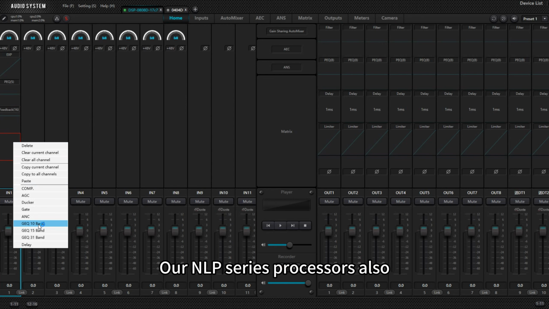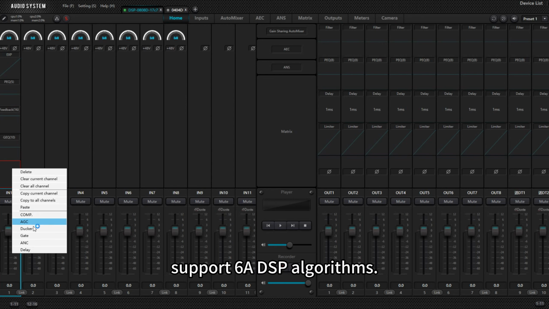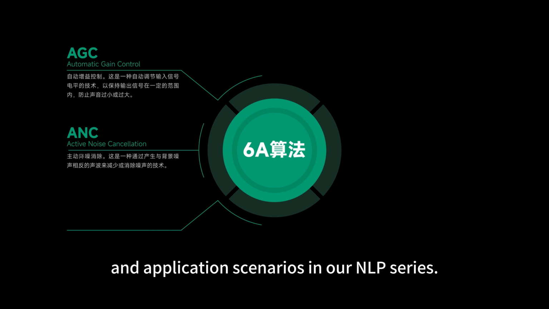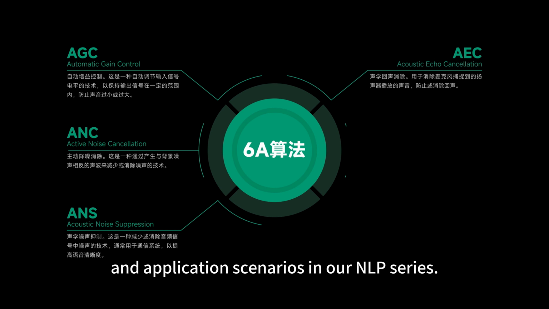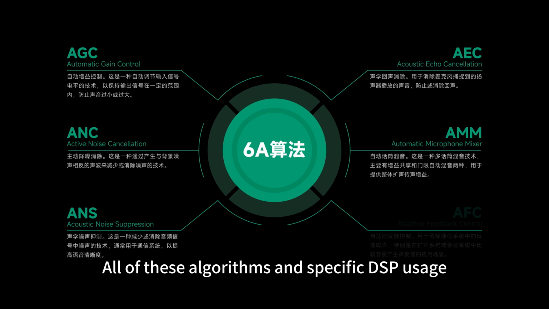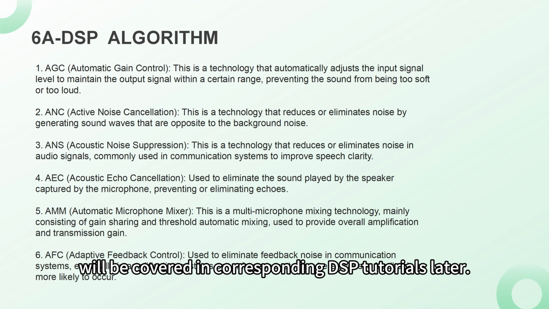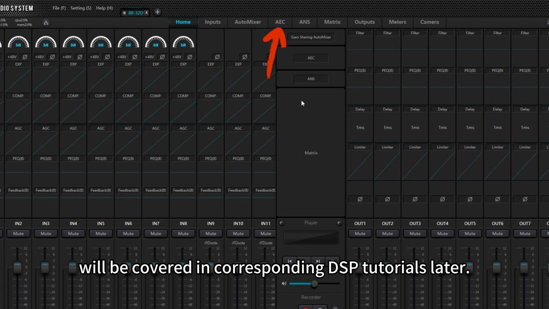Our NLP series processors also support 6A DSP algorithms. These algorithms can improve overall performance and application scenarios in our NLP series. All of these algorithms and specific DSP usage will be covered in corresponding DSP tutorials later.